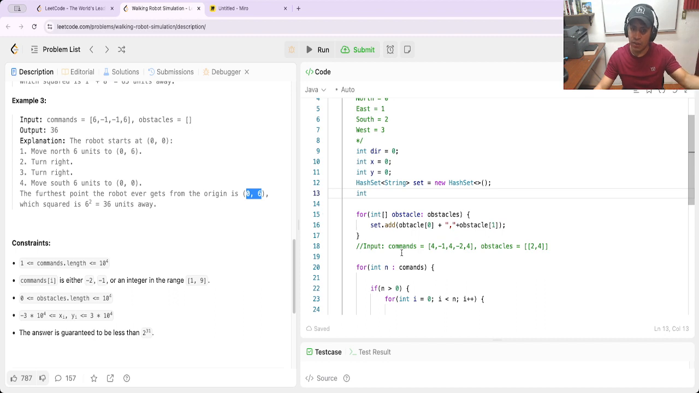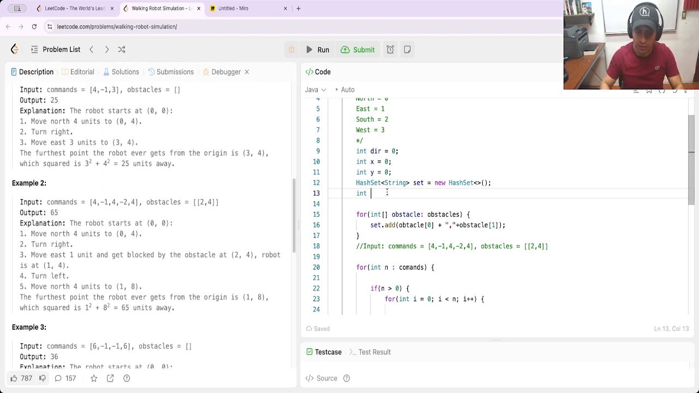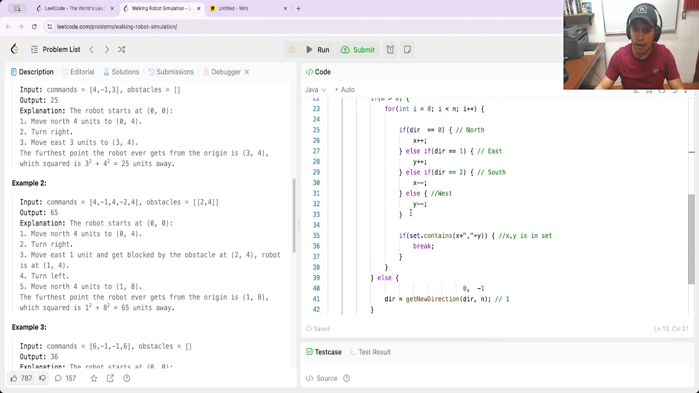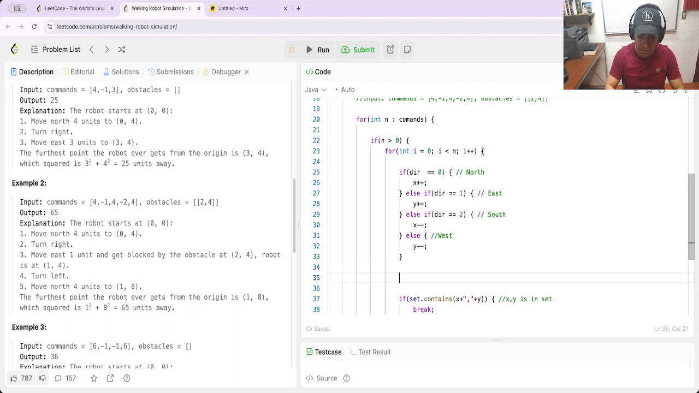We need to calculate this value all the time to determine what is the maximum distance. The reason is here max is equal to 0, and every time at this point we need to validate this. Max is equal to math.max, and here is calculate distance.